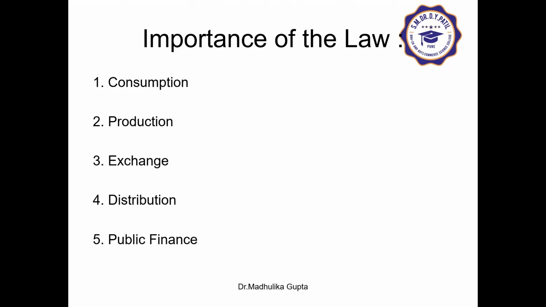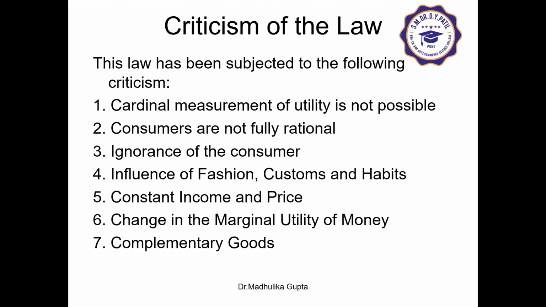So let's understand the criticism of the law. As a law has assumptions, it has criticisms as well. The first one is that cardinal measurement of utility is not possible. How can you measure utility in 1, 2, 3, 4? How can you say that I got 10 utility from eating an apple, and 2 utility from eating a second apple? You can't say this. Unless MU is estimated, application of the law will remain dubious. That was the first criticism, the first drawback.